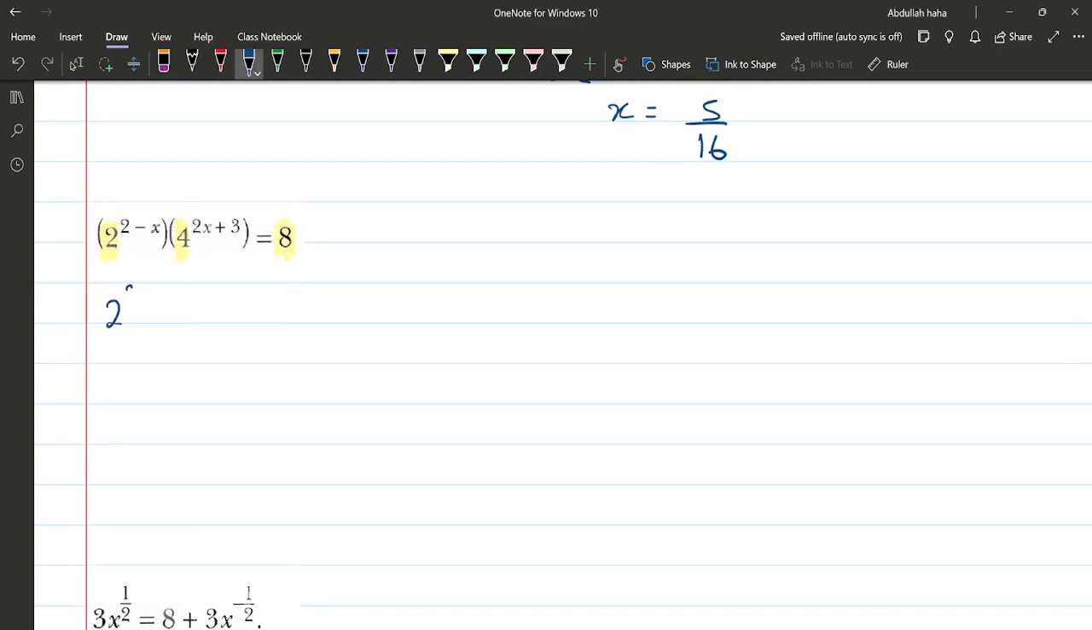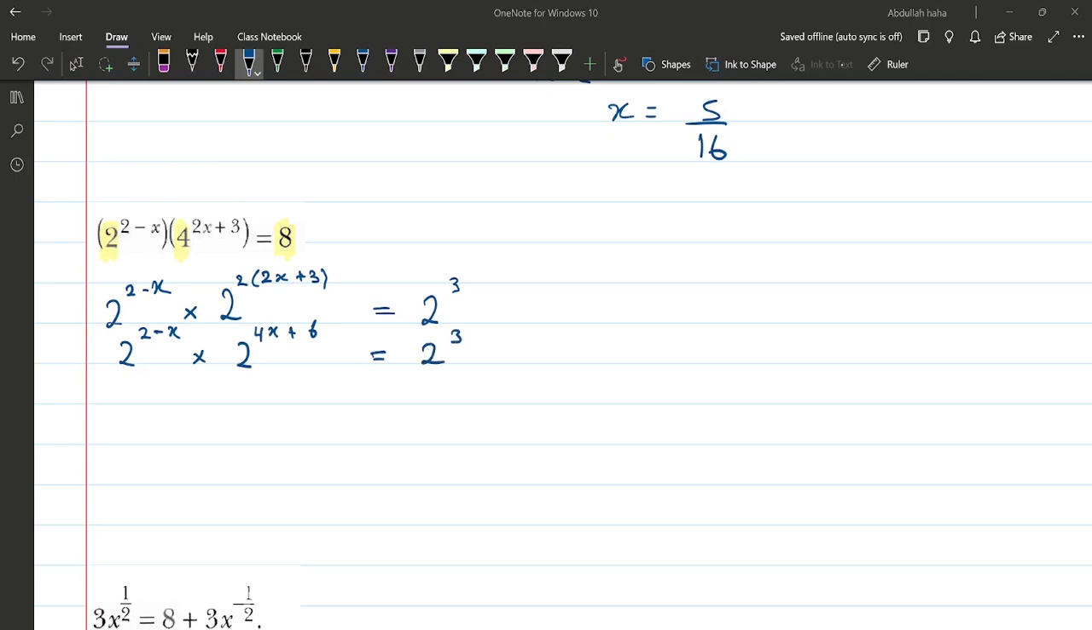So 2 to the power 2 minus x multiplied by 2 to the power 2x plus 3, and that is equal to 2 to the power 3. Since these are multiplying, I can remove the brackets and it's still fine. So let me rewrite this: 2 to the power 2 minus x times 2 to the power 4x plus 6, which is equal to 2 to the power 3.